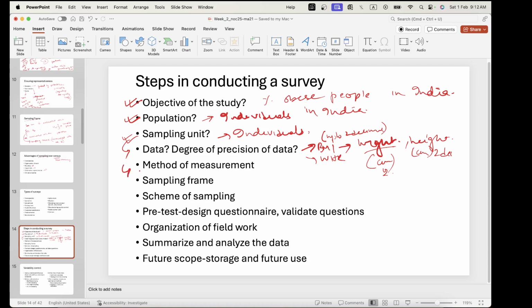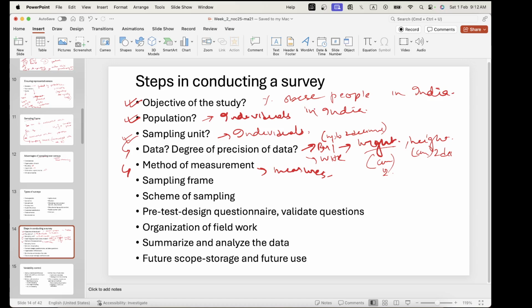The next would be the method of measurement. So how am I going to get the height, weight, and BMI and this thing? So I could just use measures. Okay, I could do a standing height, sitting height, and do some sort of calculation or something like that.